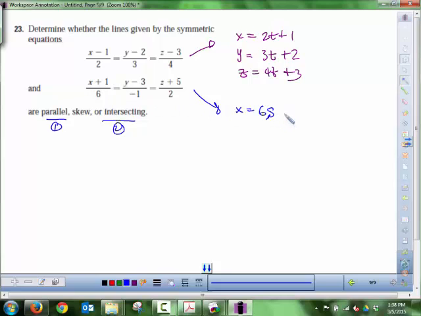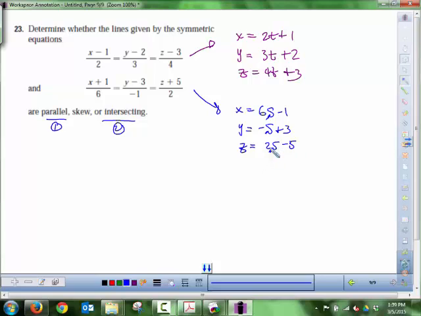right? So 6s minus 1, our y is equal to negative s plus 3, and then our z is equal to 2s minus 5. Look, the s and the 5 look the same. Nope, because I have a little tail.